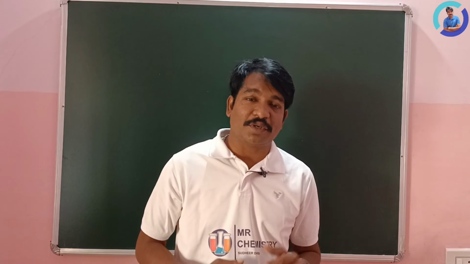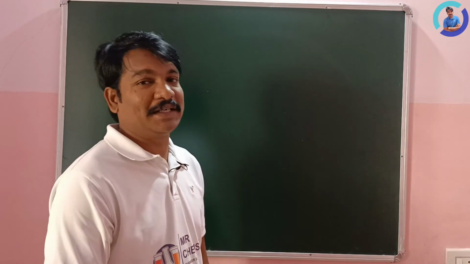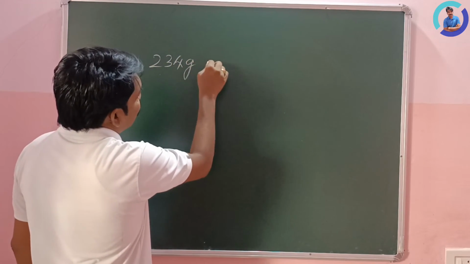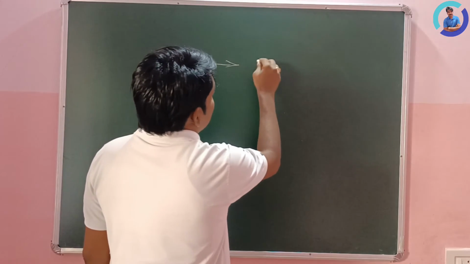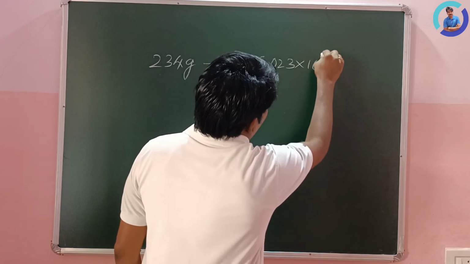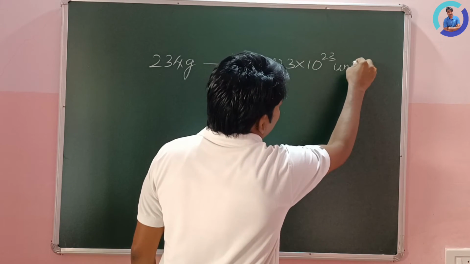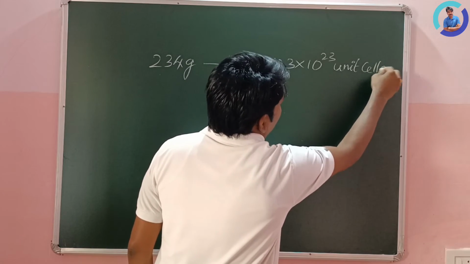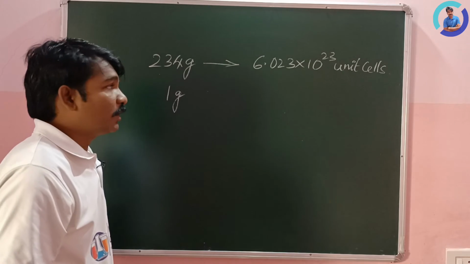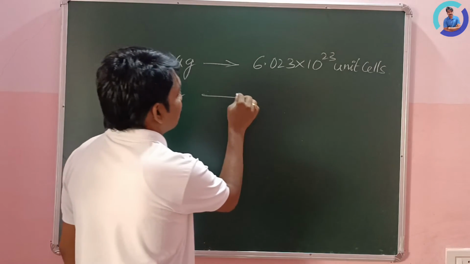In our previous calculation, we already calculated that 234 grams of sodium chloride is equal to 1 mole of unit cells, that is nothing but 6.023 into 10 to the power of 23 unit cells. See here, 234 grams contains 1 mole, means 6.023 into 10 to the power of 23 unit cells. And here they are asking 1 gram of sodium chloride contains how many unit cells?